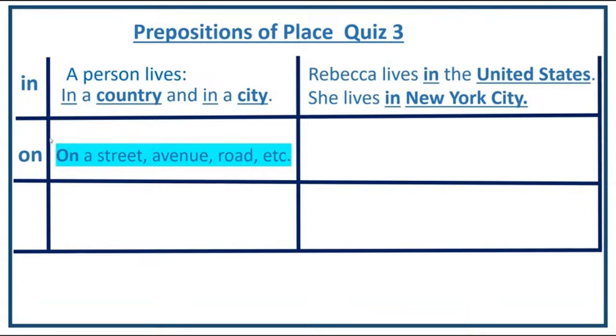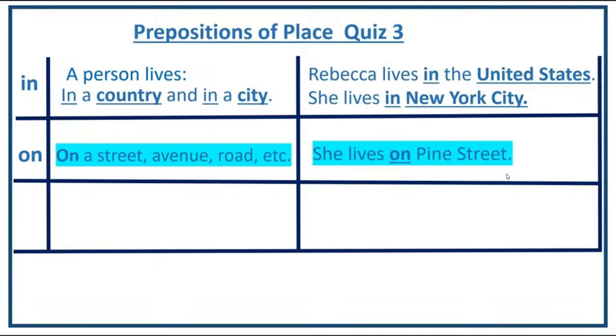Don't forget, we use the preposition of place on. Example here, she lives on Pine Street. Alright? He lives on Adelaide Avenue. He lives on Pine Road. Alright? So, street, avenue, road, and others use the preposition of place on.